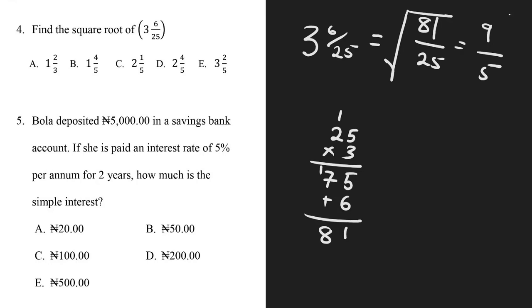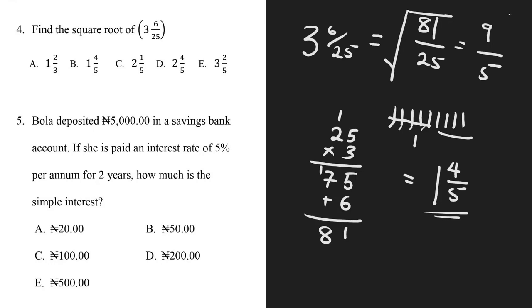So how can you convert it? We say 9 divided by 5. So let's count it. 1, 2, 3, 4, 5, 6, 7, 8, 9 divided by 5. So we'll count 5. We'll group it in 5. We have 1, 2, 3, 4, 5, 1. So it will go 1 time, remainder what? Remainder 4. So the answer here is 1 whole number 4, the remainder here, over 5. So this is the answer. The square root of 3 whole number 6 over 25 is 1 whole number 4 over 5. So let's check our option. So based on our option, the answer is B, 1 whole number 4 over 5.